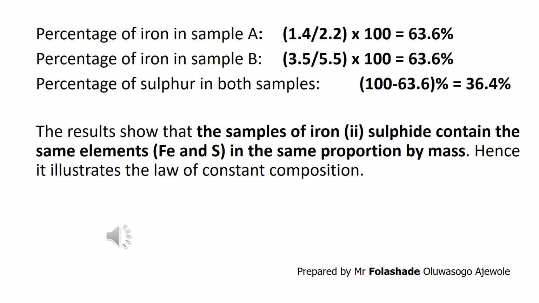having subtracted 63.6 from 100. Now when you look at these results properly, you will observe that the samples of iron sulfide contain the same elements, iron and sulfur, in the same proportion by mass, and hence the law of constant composition is illustrated.